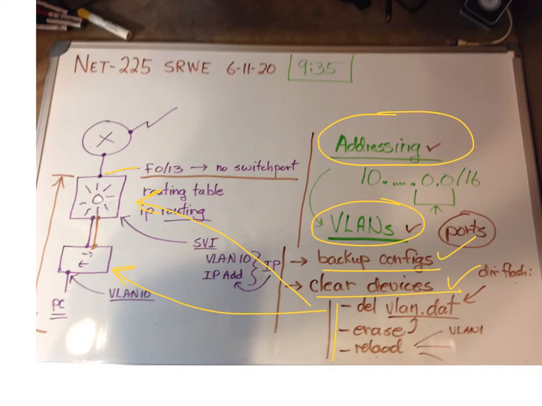And when you clear devices, you can see the VLAN.DAT if you did a directory of flash:, and then you're going to delete that, and then you're going to erase the startup config and then reload the devices.